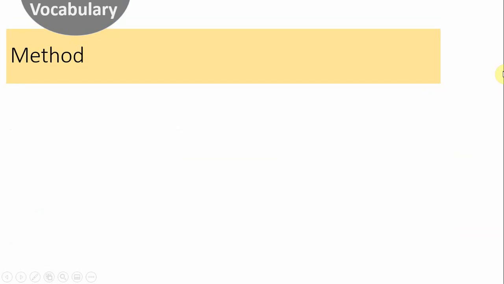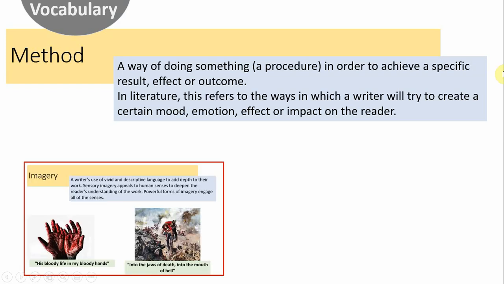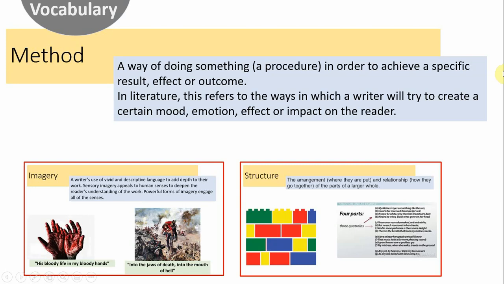Method is our second piece of vocabulary today, and that refers to a way of doing something, a procedure that will achieve a specific result, an effect, or an outcome. Now, in literature, this refers to the ways in which a writer will try to create a certain mood or emotion, maybe to have an effect or an impact on the reader. It's what they do to get an effect. One method a writer can use to have an effect upon the reader is imagery, which we've just covered. And another method the writer might choose to use is structure, the way that the poem is put together and organized. So either of those could be methods, and we will be looking at both of those in a series of questions in this lesson.